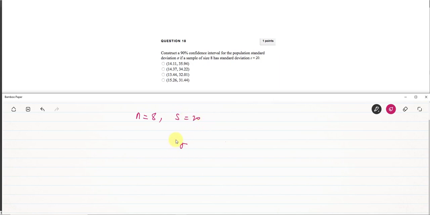can construct the confidence interval for the standard deviation by using the formula: the square root of (n minus 1) s squared over chi-square of the right side, and then (n minus 1) s squared over chi-square of the left. Alright, so all we have to do now is to find the chi-square of the right tail and the chi-square of the left tail.